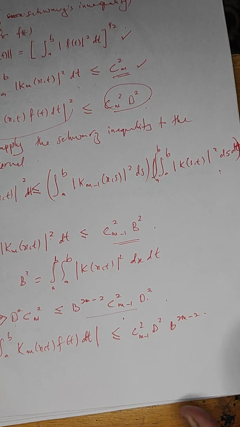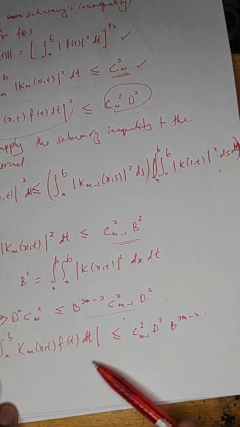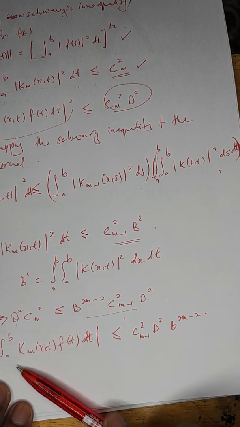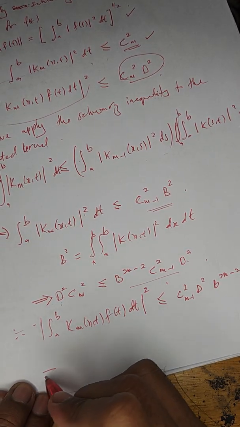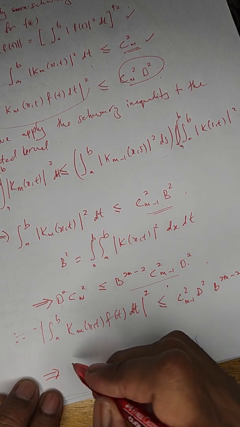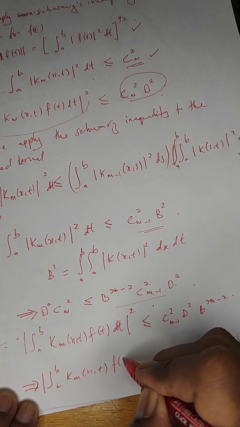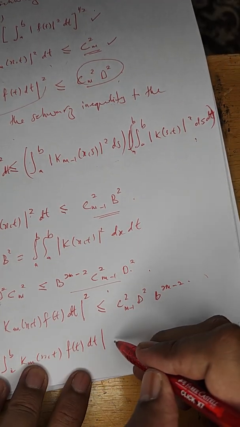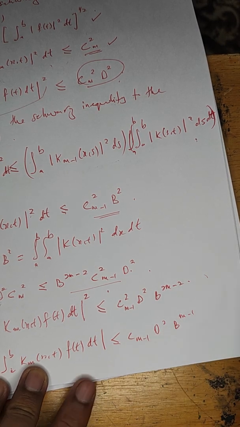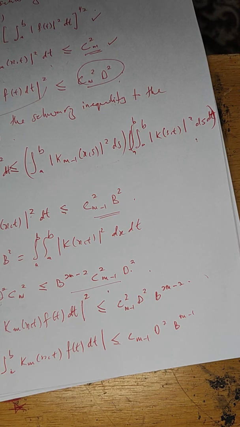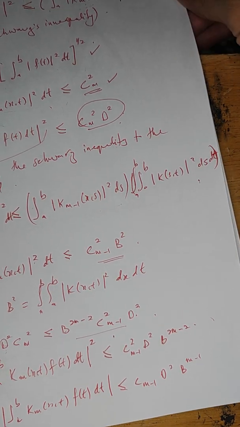So from here it is obvious that this magnitude is less than some number. If you take the square root of both sides, we have the integral from a to b of k_m(x,t) f(t) dt less than c_{m-1} d b^(m-1). And we have a lambda in front.